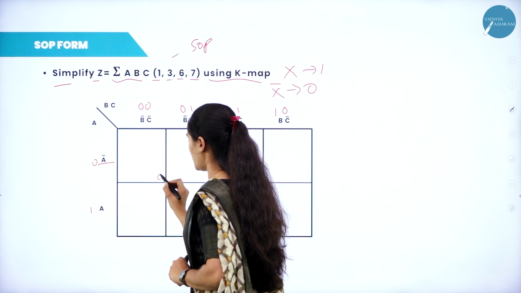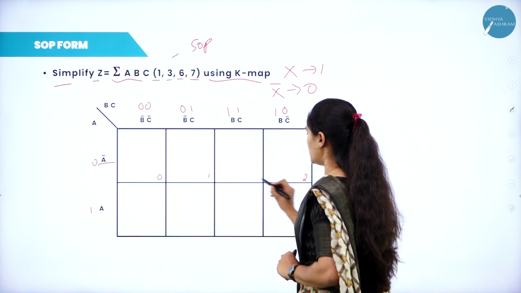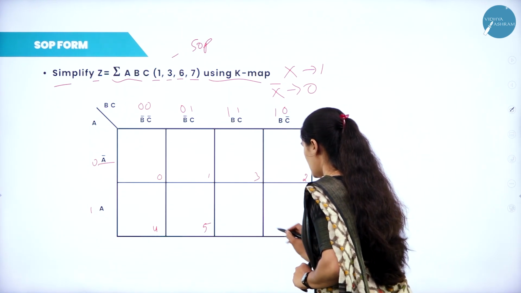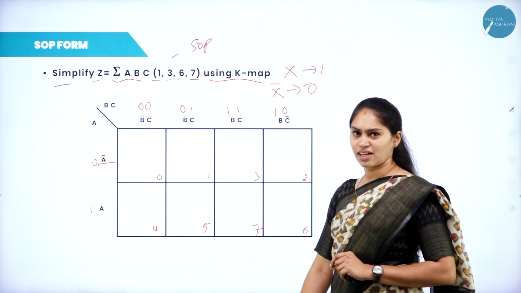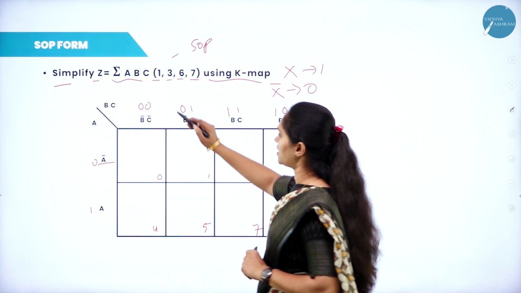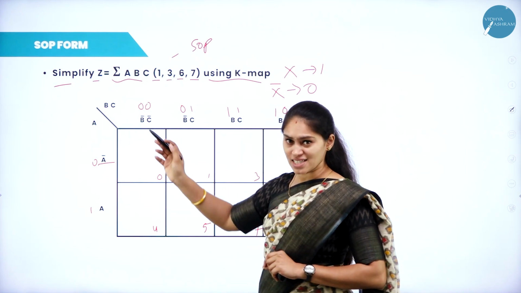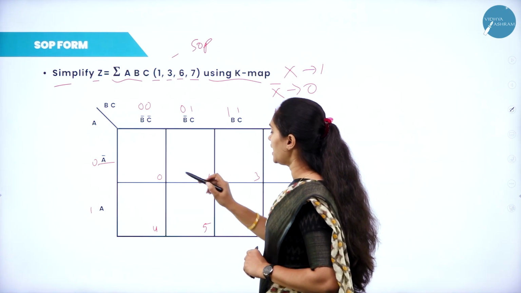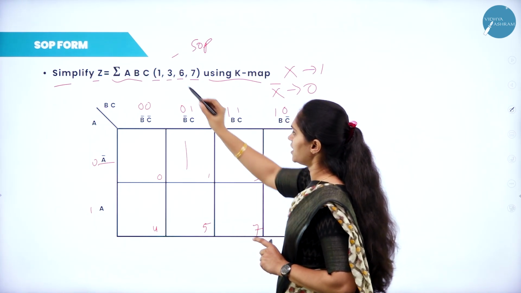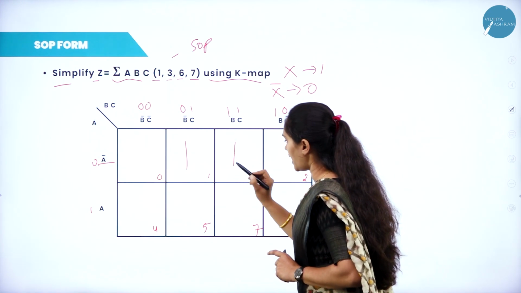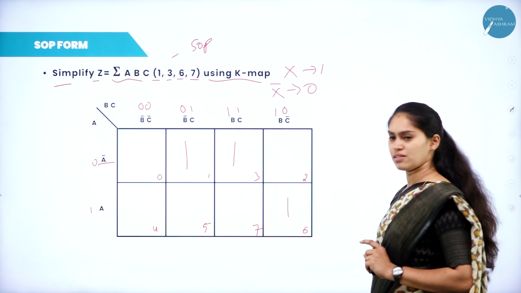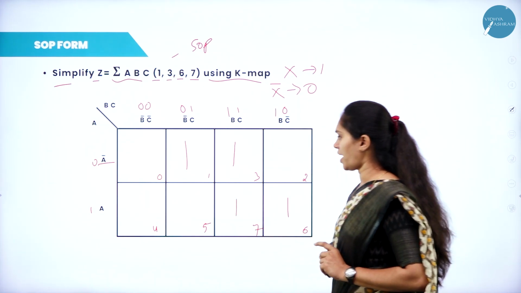So let me write the designation here: 0, 1, 2, 3, and we have 4, 5, 6, 7. So these are the designations. Then how to solve this Boolean expression using this K-map? Now you see what designations we have here. 1. So in the designation place of 1, write 1. Next, in the place of designation 3, write one more 1. After that, 6. So where do we have 6? Here. Then 7. So write like this.